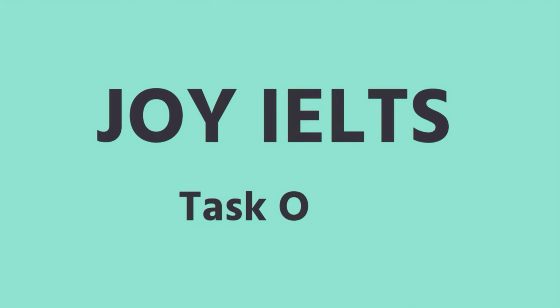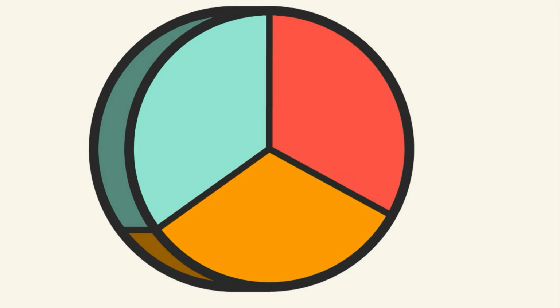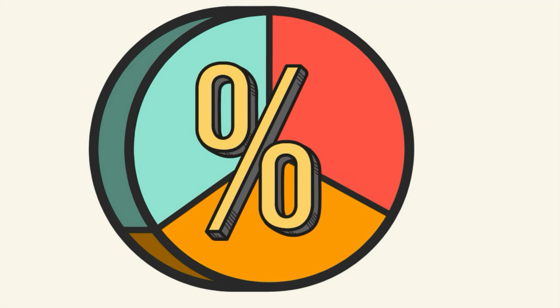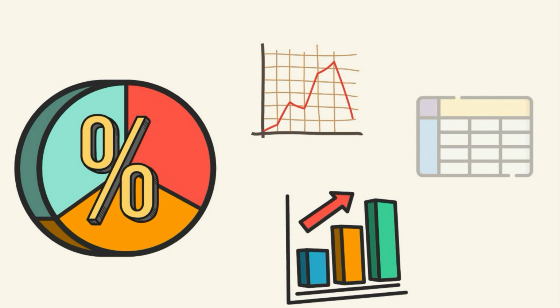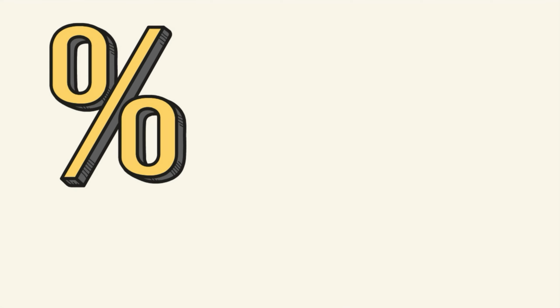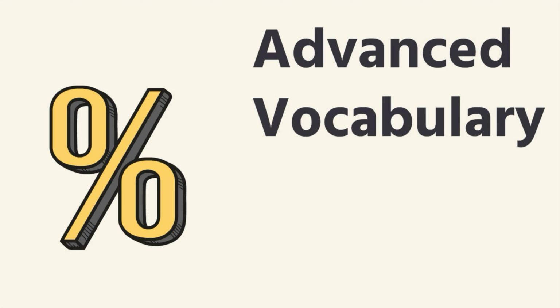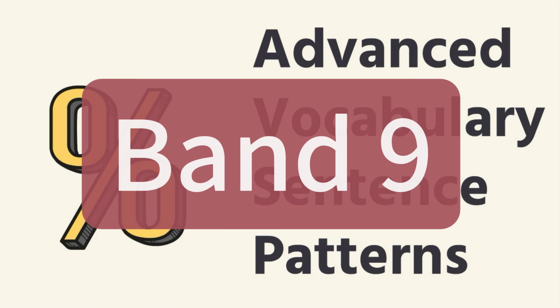In IELTS Writing Task 1, our main task is to describe data. Some data involves numbers, while others involve percentages. Percentages are not only seen in pie charts, but also in line graphs, bar charts, tables, and mixed charts. In this video, I will share advanced vocabulary and sentence patterns for describing percentages. Using varied vocabulary is crucial for achieving a high lexical resource score.